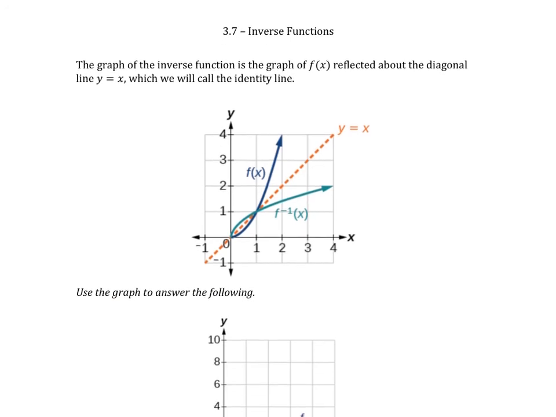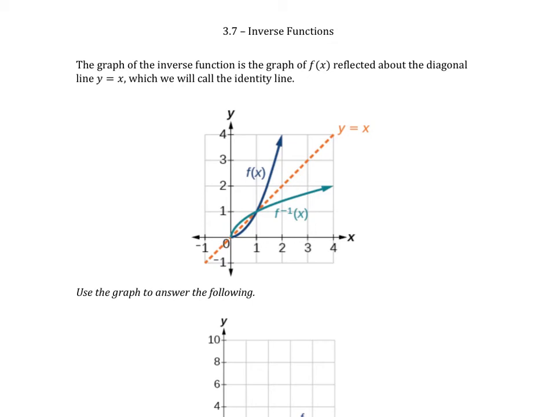All right, so now I want to look at the graph of the inverse function. The graph of the inverse function is the graph of f of x when it's reflected about the diagonal line y equals x. They call it the identity line. So the dotted red line is what it's reflected over. Remember that what you're doing is you're interchanging your x and your y's. So I want to kind of look at that as well.